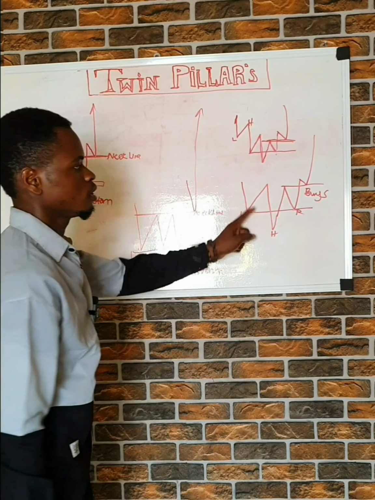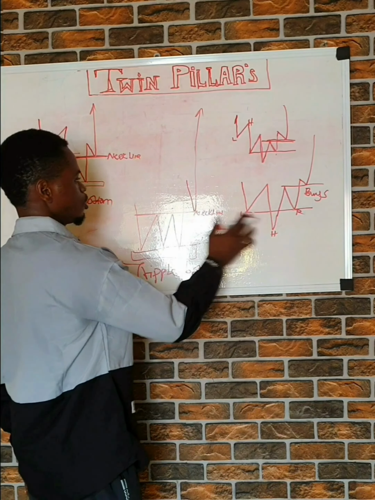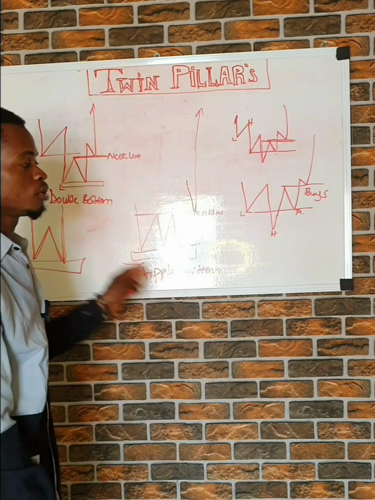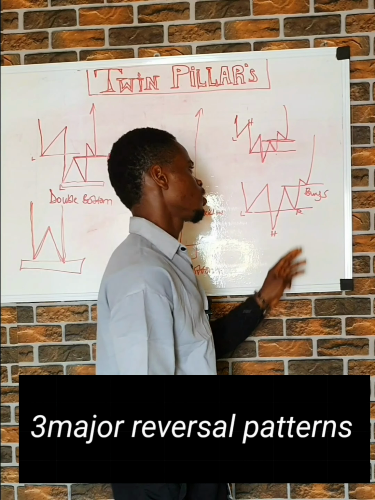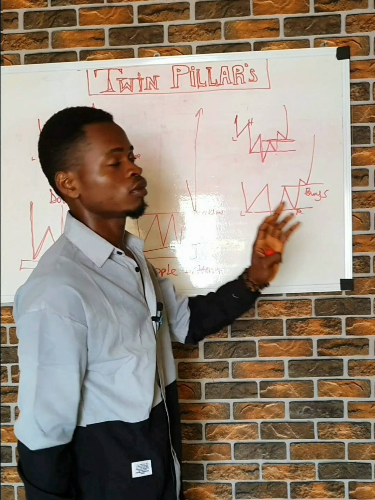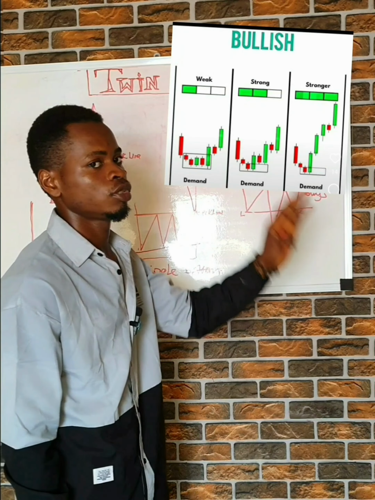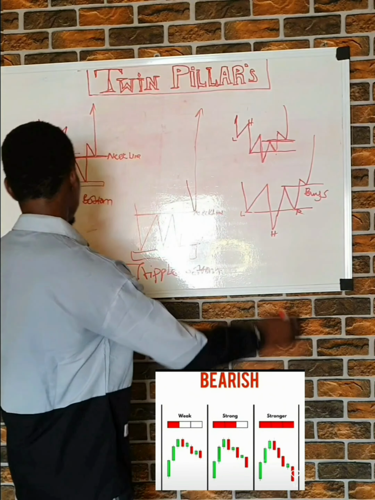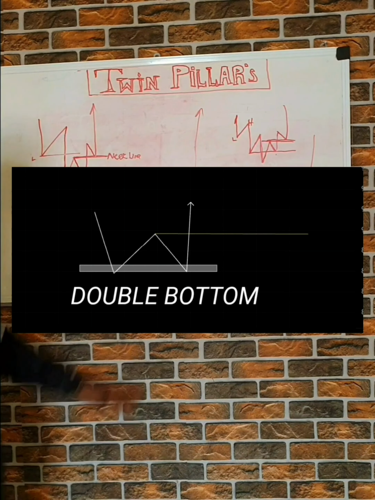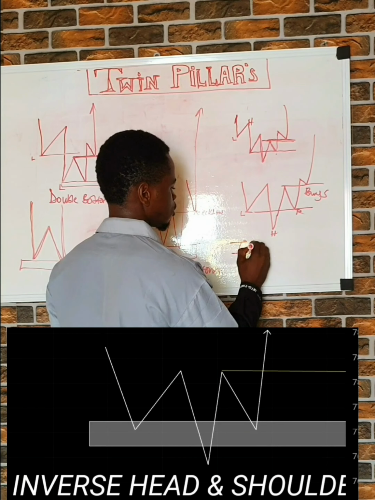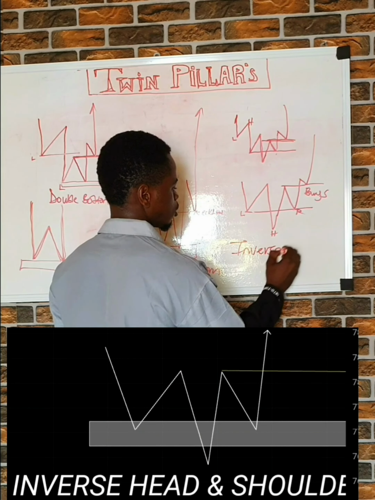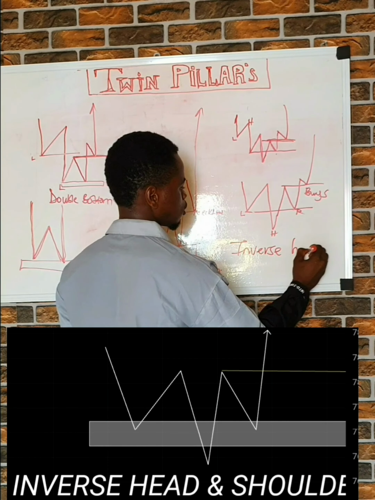So these are the three major reversal patterns that you'll be seeing in your market that will give you a confirmation that the market is about to go bullish or bearish. So this is the double bottom, this is the triple bottom, and this is the inverse head and shoulder.